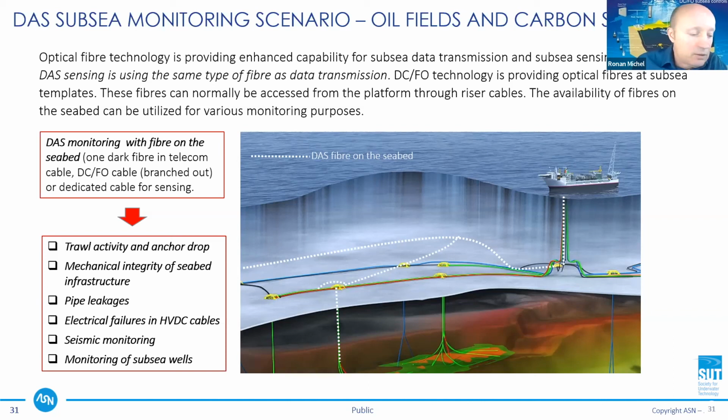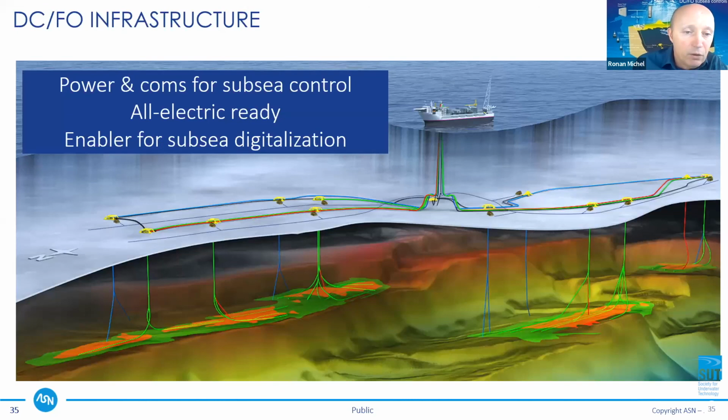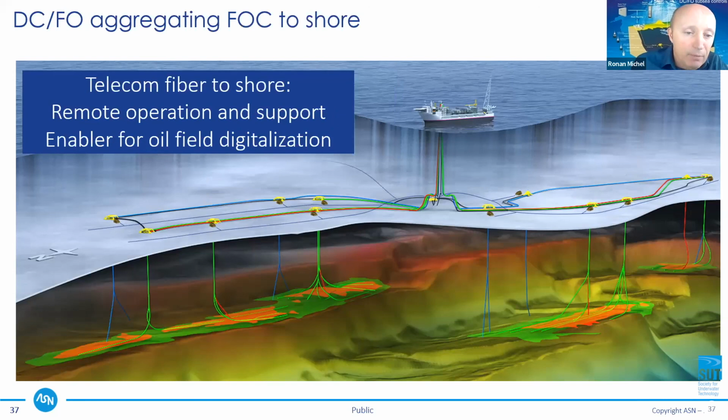So that is the Gullfaks field. You can see the wells, injection in blue, production in red, gas production in green, and gas injection in red. And you can see the lines on the seabed. Now, I overlay the DCFO system, and that is DCFO ready. I don't know if my animation is working. Yes. I can bring power to every template in yellow. I can bring power to the AUV docking station. Now I can connect my fiber back to shore, and that is for my telecom.